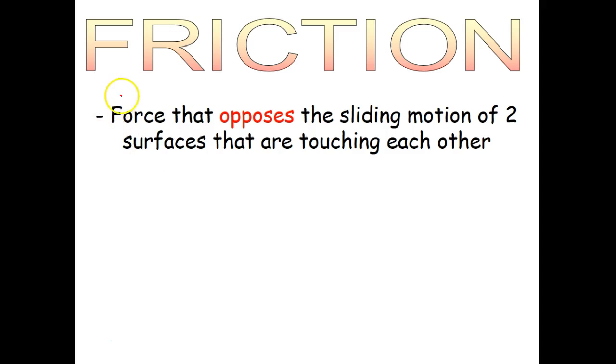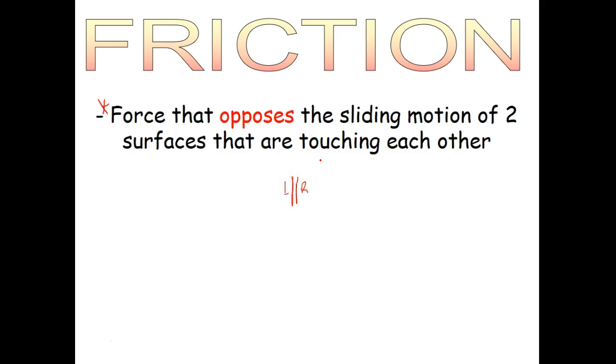So for our example, we're going to talk about this definition. Friction is a force that opposes the sliding motion of two surfaces that are touching each other. Okay, so if two things or objects are touching one another, like let's say your hand, and this is the surface of your hand, this is your left, and this is your right hand, there's going to be some kind of force that opposes these hands from sliding together.